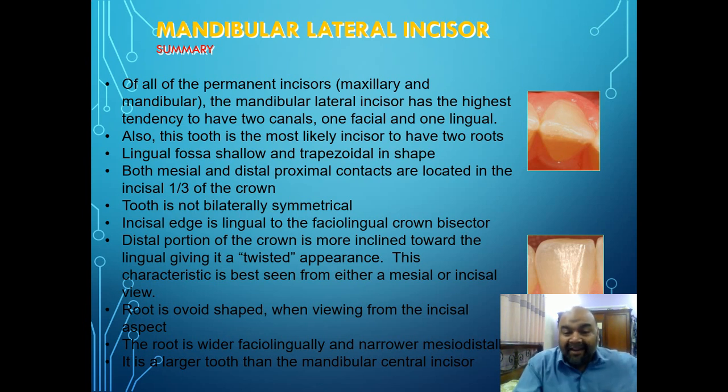This tooth is not bilaterally symmetrical like the mandibular central incisor, and the reason why it is not bilaterally symmetrical is because of the twisted appearance, and this twisted appearance is because of the distolingual twist of the incisal edge, and this characteristic is best seen from the mesial aspect. The root is ovoid, the facial lingual dimensions are greater than the mesodistal dimensions, and this tooth is actually larger in size than the mandibular central incisor.